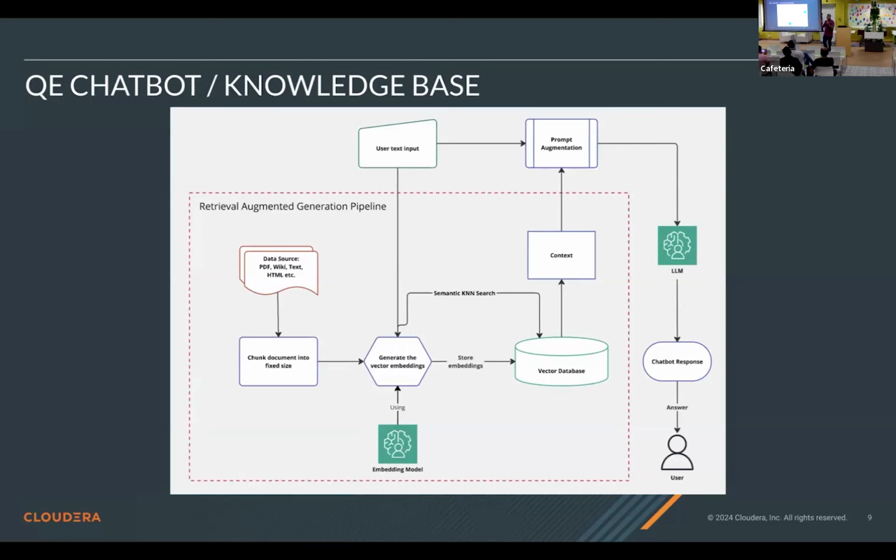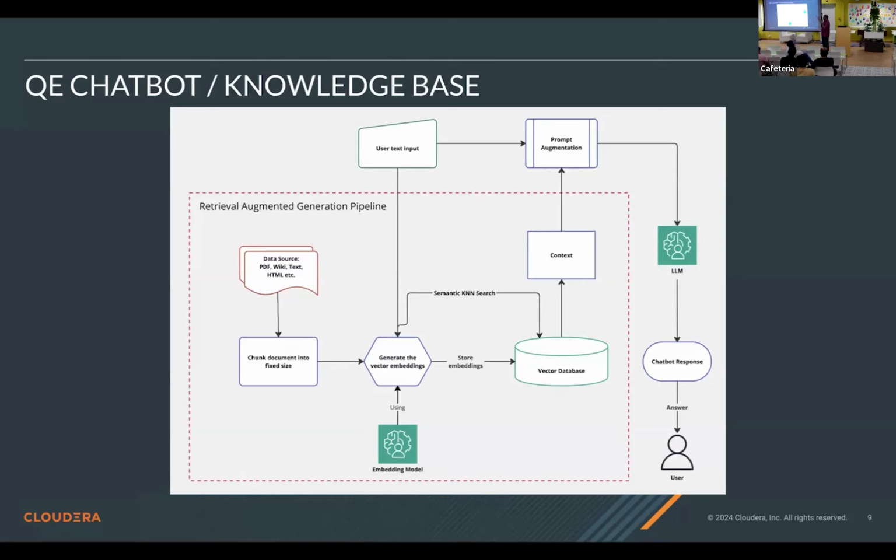Cloudera also has Cloudera Machine Learning. You can bring your own models, deploy them, and use GPUs. For simplicity, we have used Amazon Bedrock as a use case. We chunk the documents into smaller sizes, create vector embeddings using Amazon Titan, and then store them in a vector database. We are using OpenSearch Serverless as the vector database.